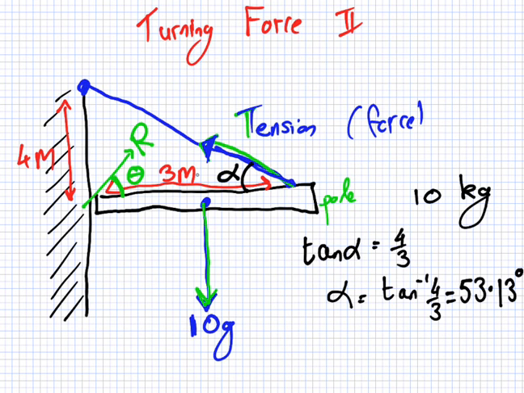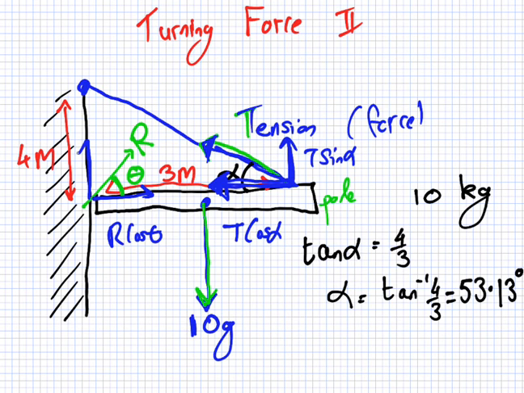Now let's break our tension up. So I'll draw it in here in blue again. This force here, that would be T cos alpha. And then what's this one here? T sine alpha. So I'm just going to draw this again. It's getting a little bit messy. And also this one here, that's R cos theta. And then this one here, that's R sine theta.